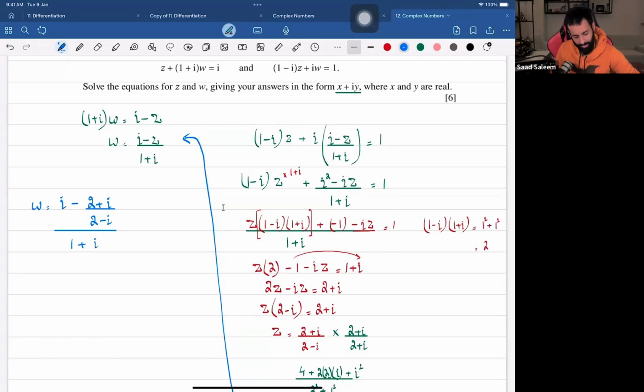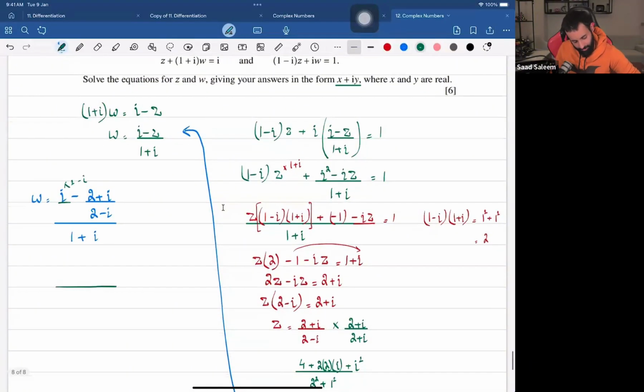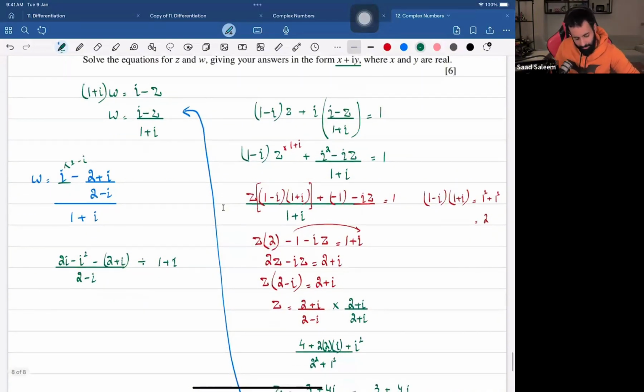First, we're going to focus on the numerator. So as far as the numerator is concerned, we'll have to multiply this by 2 minus iota, which means that the LCM of the numerator only is going to be 2 minus iota. So we'll have 2 iota minus iota square minus 2 plus iota. Okay. And this is being divided by 1 plus iota. Don't forget that. Now, iota square is minus 1. Minus minus 1 becomes plus 1. And we have 1 minus 2, which is equal to negative 1.